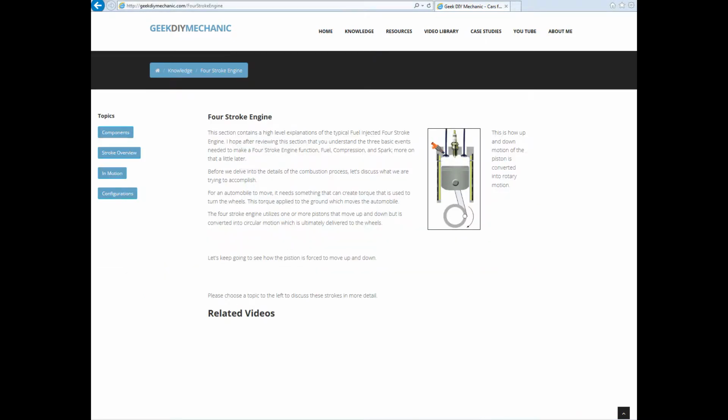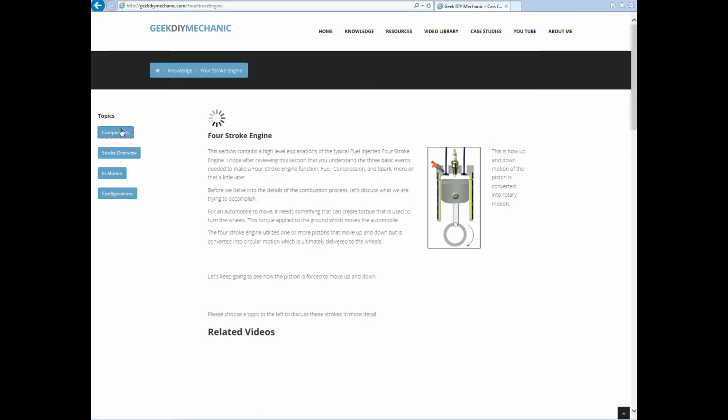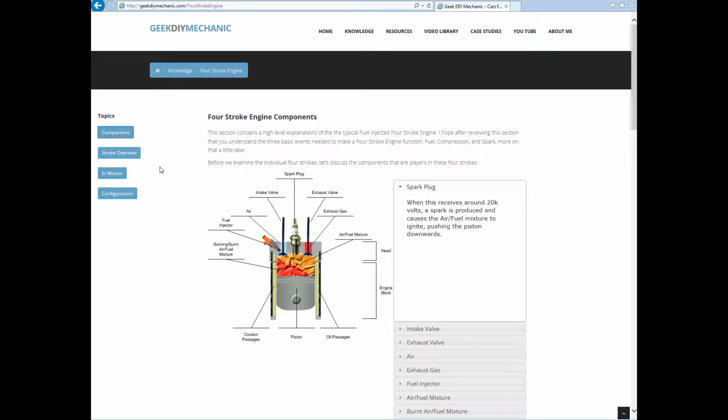So before delving into the actual 4 strokes, to understand the 4 strokes you sort of have to understand all the symbols I'm going to use and what makes up a cylinder. So let's go into that. Let's discuss the components. This represents one cylinder. This is the piston that goes up and down. This bottom part here, you'll see a seam right here. This bottom part would be considered the block, and this top part here would be considered the head.